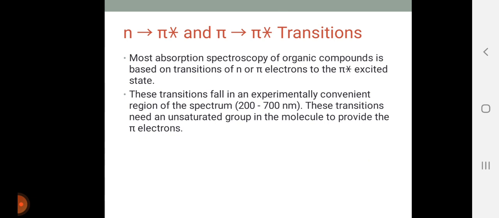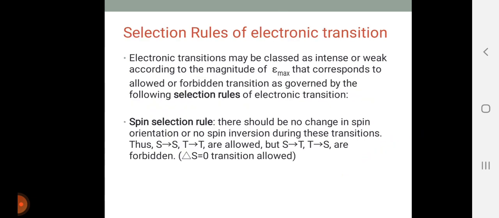n to pi star and pi to pi star transitions. Most absorption spectroscopy of organic compounds is based on transitions of n or pi electrons to the pi star state. These transitions fall in an experimentally convenient region of the spectrum, 200 to 700 nanometer. These transitions need an unsaturated group in the molecule to provide the pi electrons.